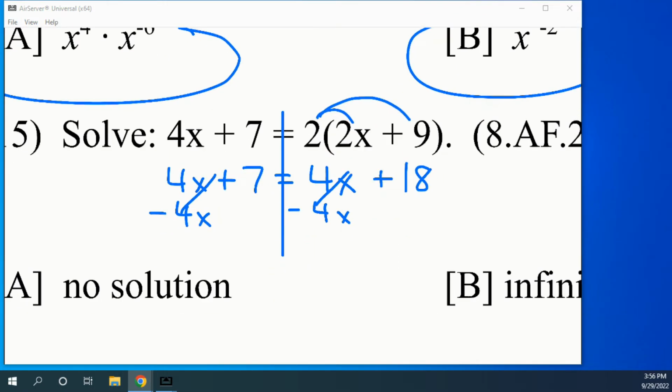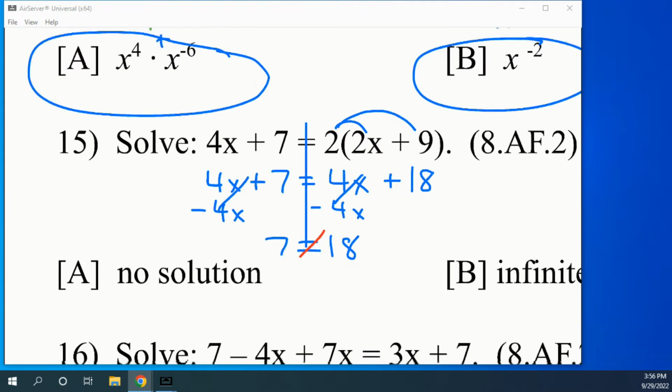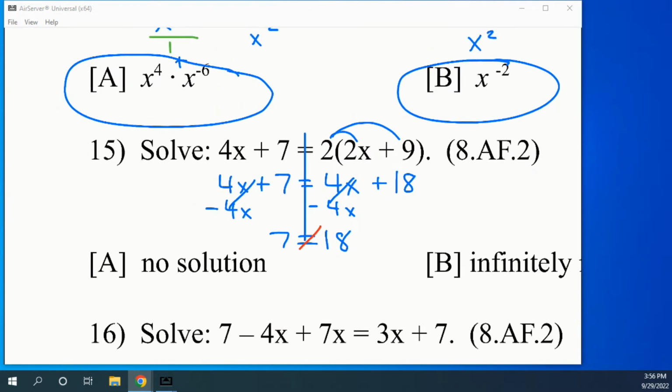Now, this is kind of an interesting situation here because if I try to cancel my 4x, both of them will cancel, and I'll be left with 7 equals 18. And 7 does not equal 18. So anytime you get a situation like this, you have no solution. That actually did not take as much time as I thought it was going to be. There's no number that you can plug in for the variable x to where the left side and the right side are equal. So this one is no solution.